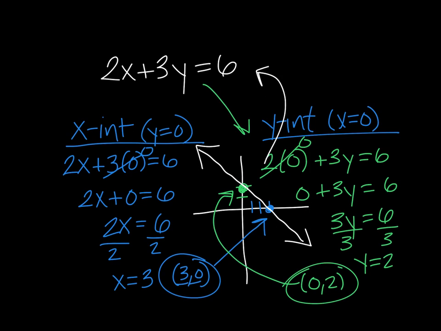Okay, and that's it. That's what you're going to do every single time. Hopefully you come out with whole numbers. If you don't, big deal. You just graph the fraction. It's really not that big of a deal if that happens. All right, so good luck. Remember, x-intercept y is 0, y-intercept x is 0.